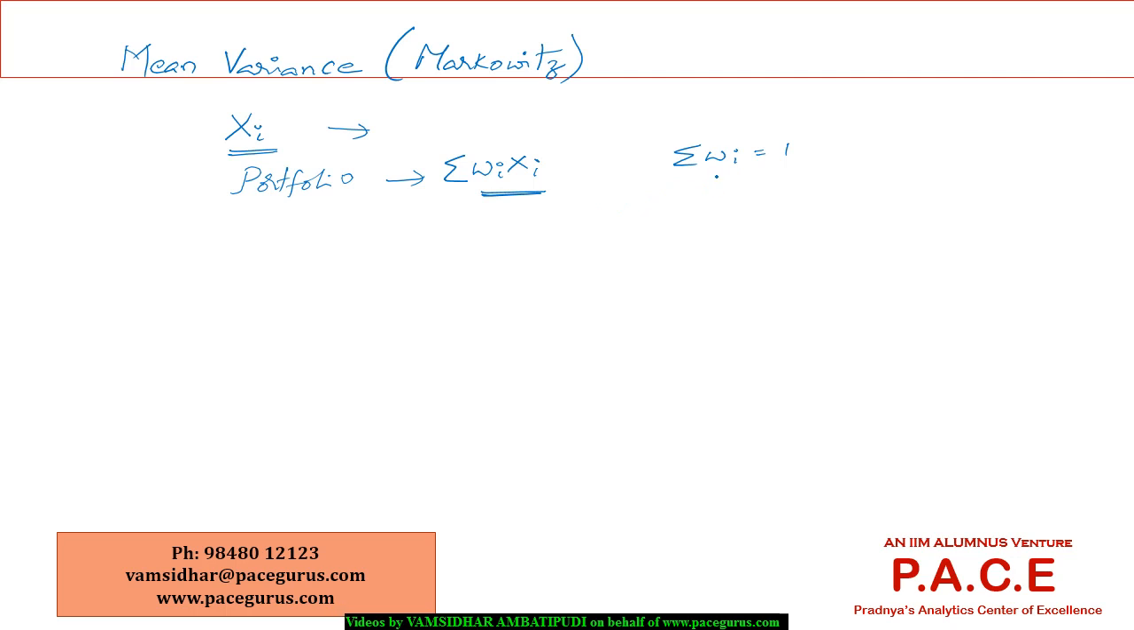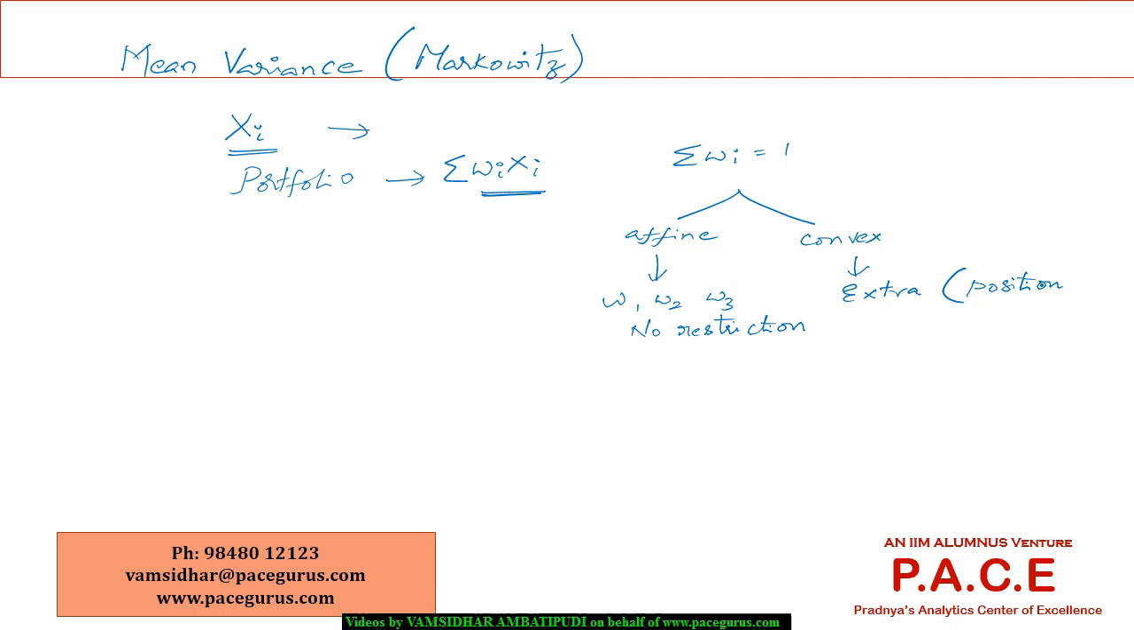Now here this particular combination, I can talk of two ways. My combination could be either affine or even convex. When I am saying affine, regarding the weights W1, W2, W3, I don't have any other restrictions. But I may put some extra restrictions saying that none of the weights can be negative. So let's say all the weights W1, W2, W3 need to be positive. They can't be negative. But in the affine case, they can very well be negative also, which means we are talking about shorting those particular assets. Whereas here, we are talking of only long only positions, which means I cannot have negative values for the weights.